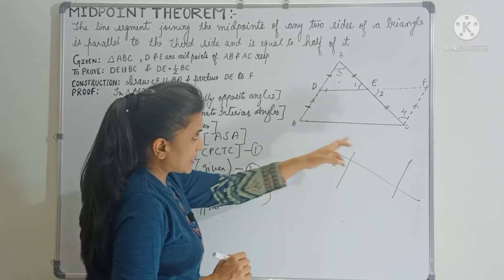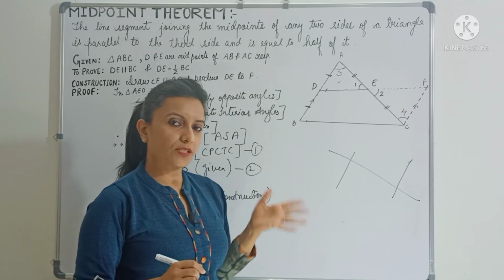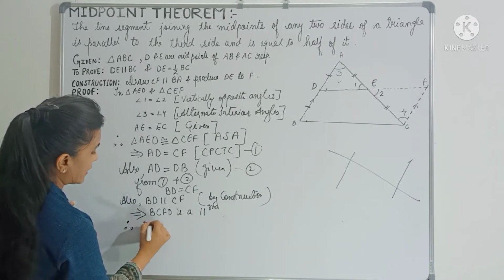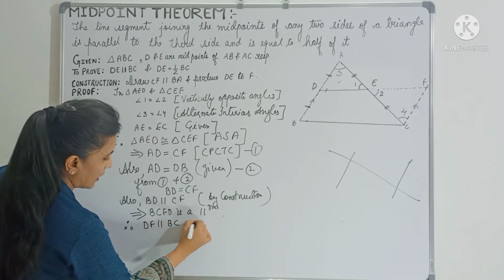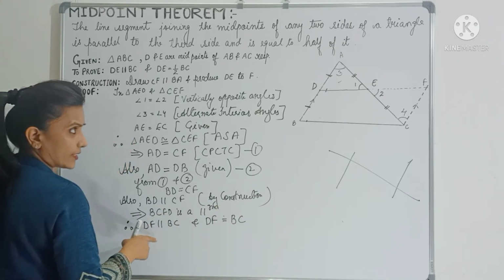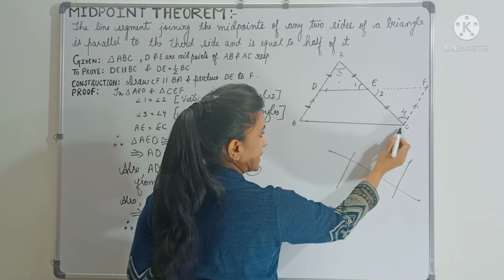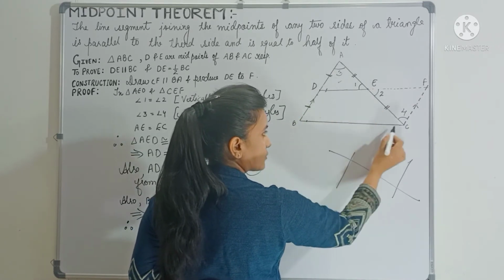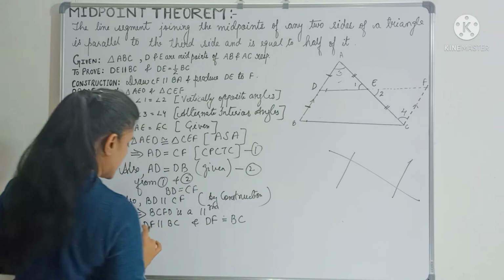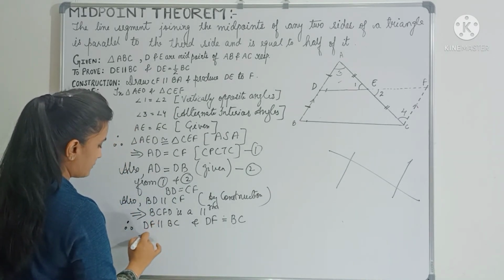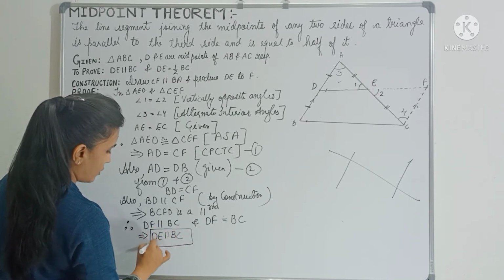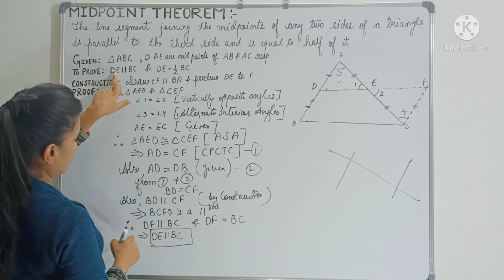Alright. Now if BCFD is a parallelogram, then its opposite sides will be equal and parallel, right? So therefore, DF will be parallel to BC and DF will be equal to BC, right? Now, if I say that DF is parallel to BC, can I say that DE is parallel to BC? Yes, of course, right? Because DE is a part of DF. So since DF is parallel to BC, this implies DE is parallel to BC. So we have proved one part of the theorem. You can see that here we have proved this part, right?